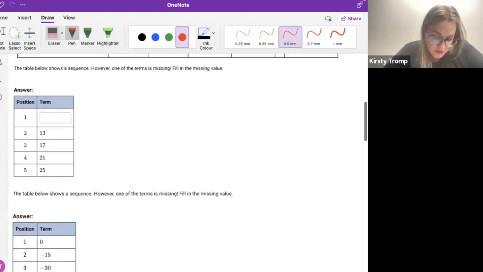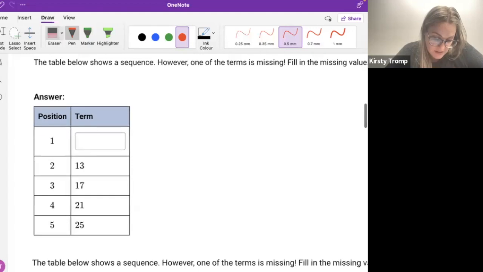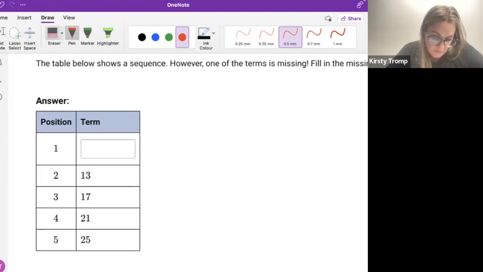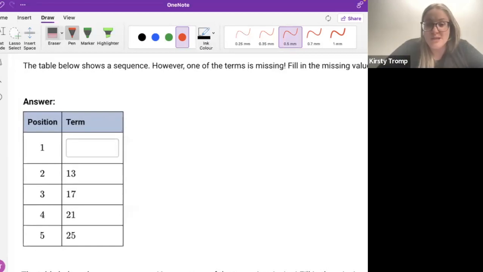What we're going to move on to do today is the questions. So have a look at this one for me. The table is slightly different, but you know at school you sometimes get tables that look a little bit different. In this table now, we're looking at a table that goes a different way. So it says, the table below shows a sequence. However, one term is missing. Fill in the missing value.